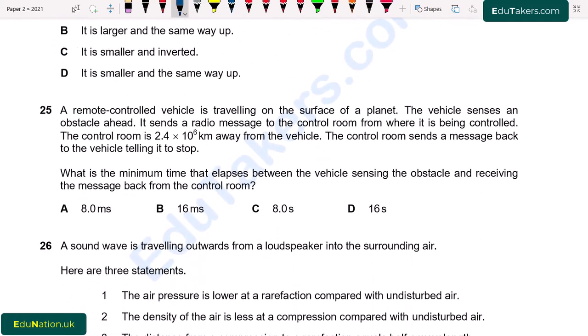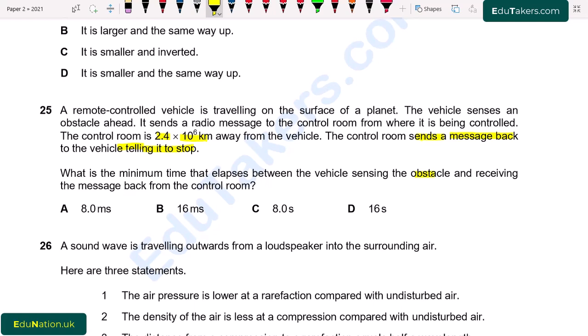Question number 25. A remote controlled vehicle is traveling on the surface of a planet. The vehicle senses an obstacle ahead. It sends a radio message to the control room from where it is being controlled. The control room is 2.4 × 10^6 kilometers away from the vehicle. The control room sends a message back to the vehicle telling it to stop.